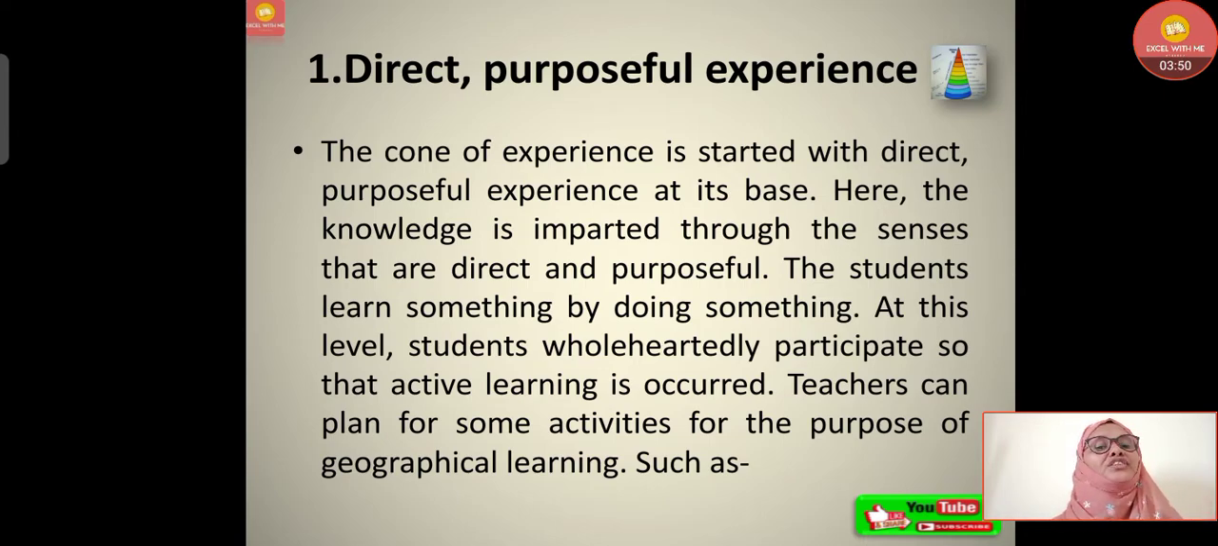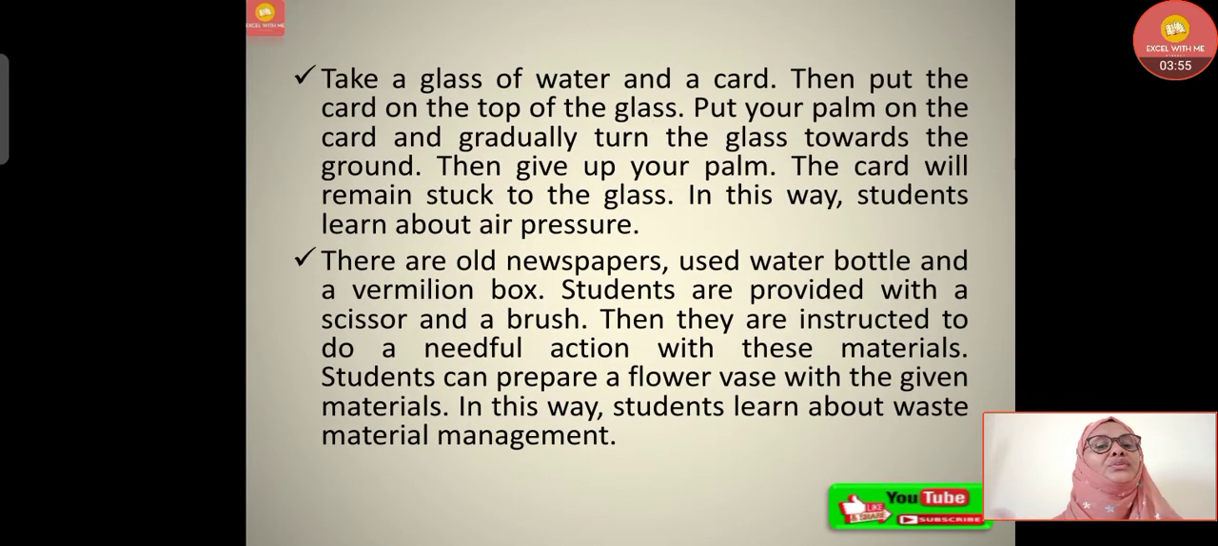Teachers can plan some activities for the purpose of geographical learning. Let's see what those are, such as take a glass of water and a card. Then put the card on the top of the glass, put your palm on the card and gradually turn the glass towards the ground like this, and then take away your palm. The card will remain stuck to the glass. In this way, students learn about air pressure. This is just one of the examples.